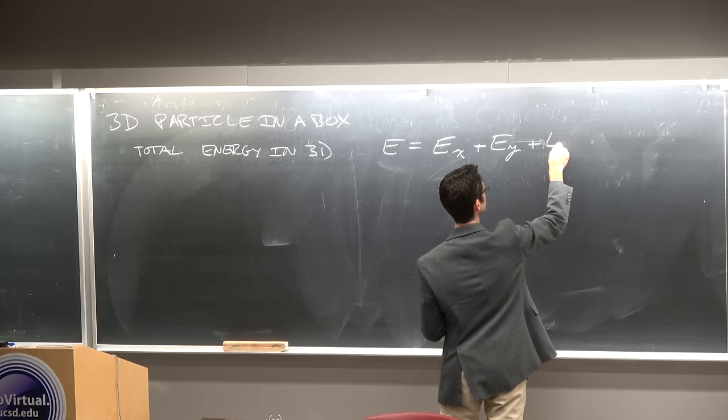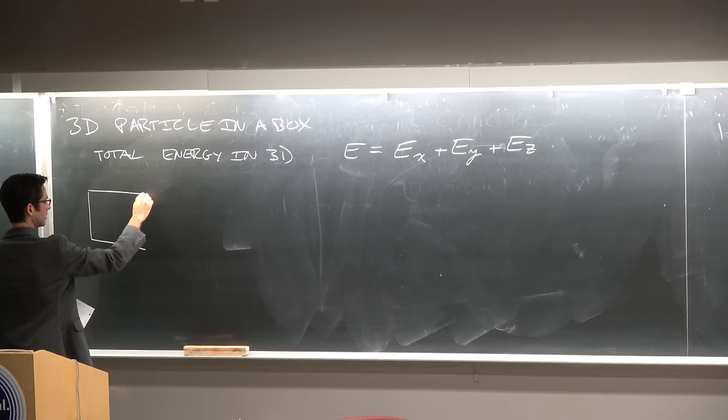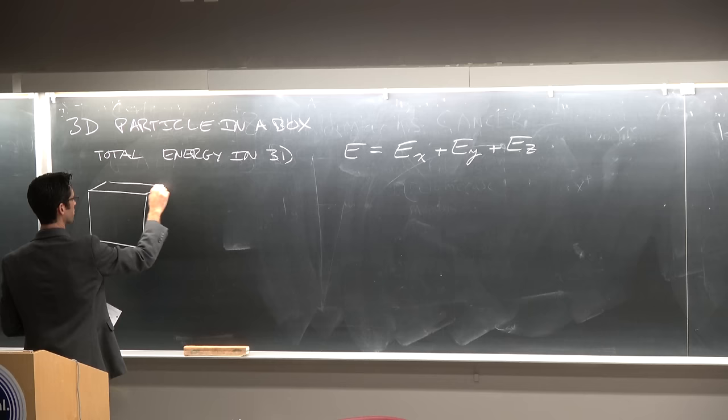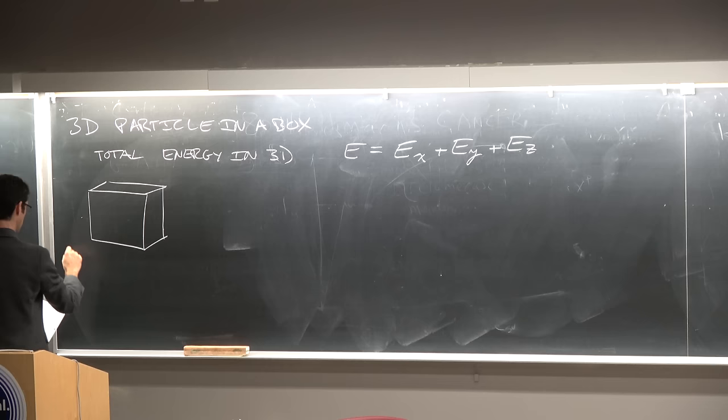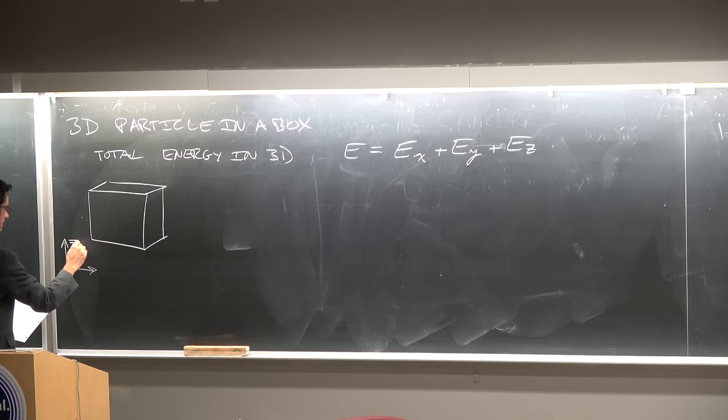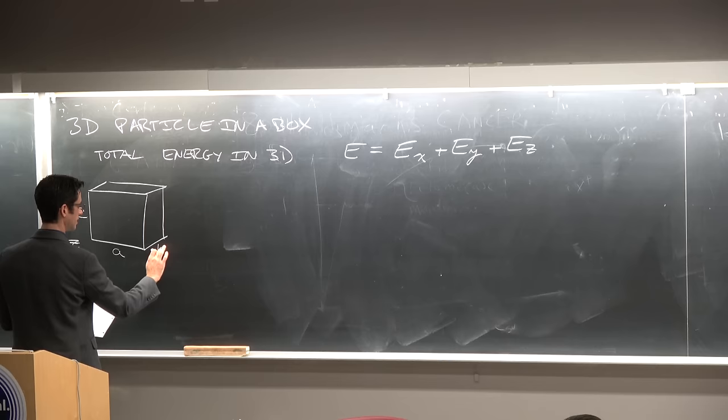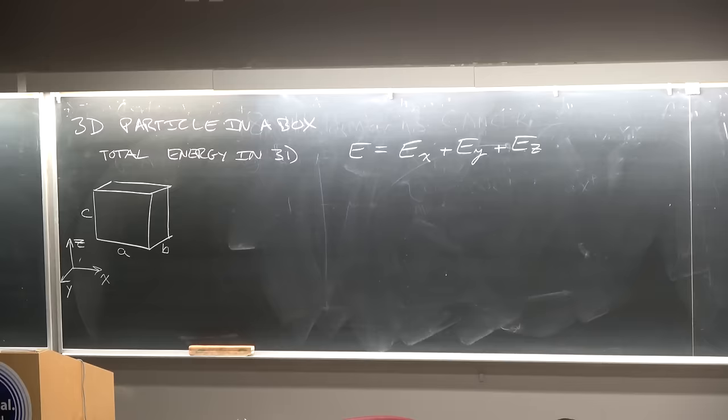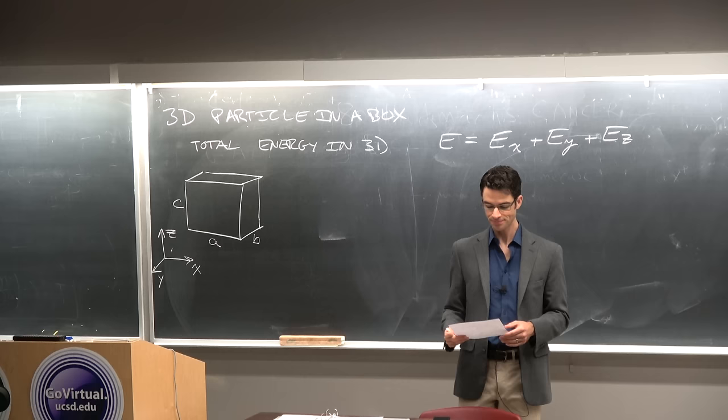And let's draw our box here. I always get into trouble when I'm drawing in three dimensions. The coordinate system that we'll use here is z going up, y coming out of the board, and x horizontal. We'll call the lengths of this particular box A, B, and C, where A corresponds to x, B corresponds to y, and C corresponds to z. So in order to find the energies, we just add up all of the energies along each axis.